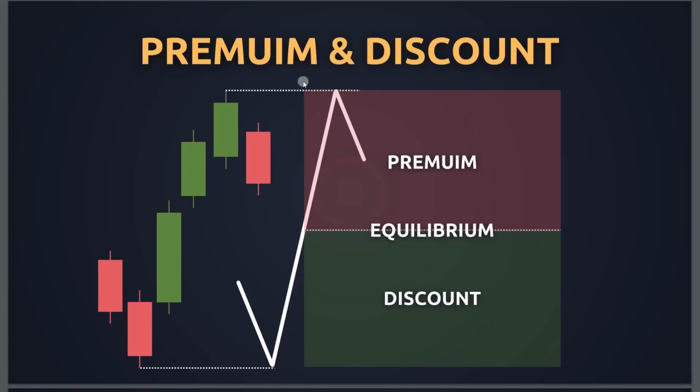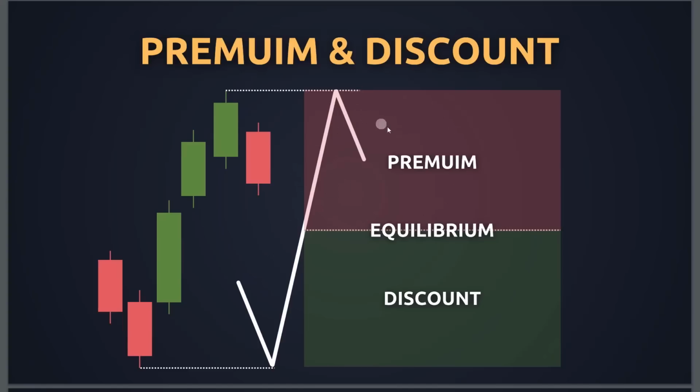So on any dealing range, you don't want to buy here in premium. When something is expensive, you don't buy. And when something is cheap, you don't sell. You do the opposite. So this is a filter on any range to get a high probability trade and to have another confluence. This is what you do.